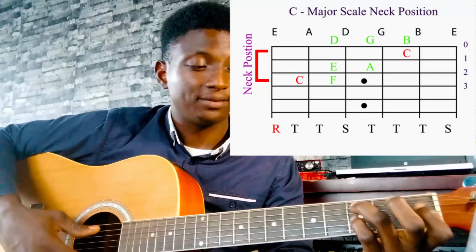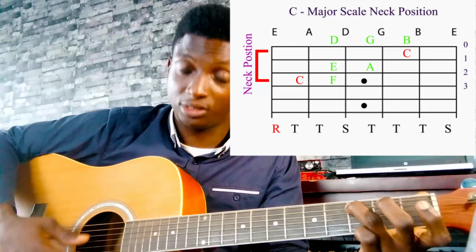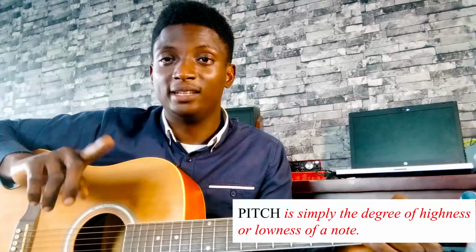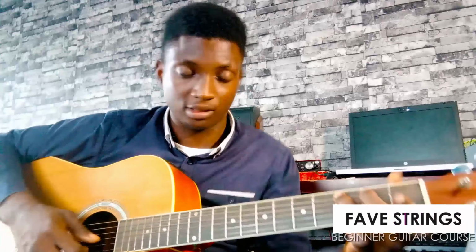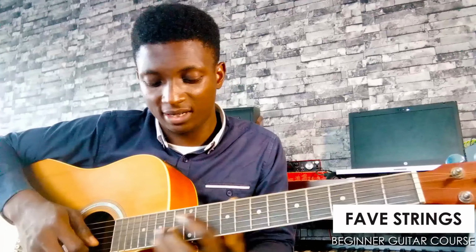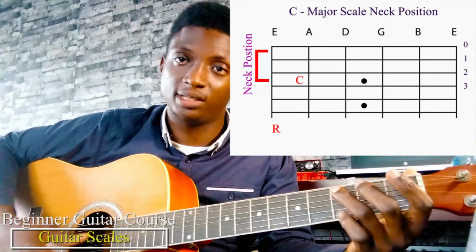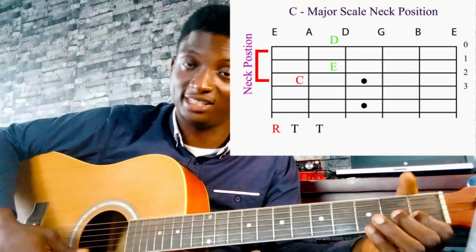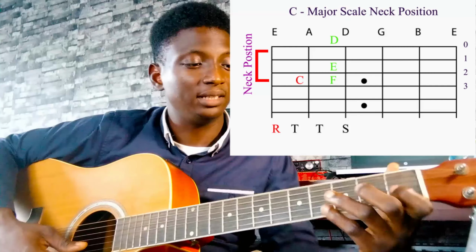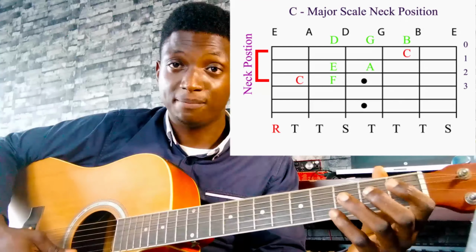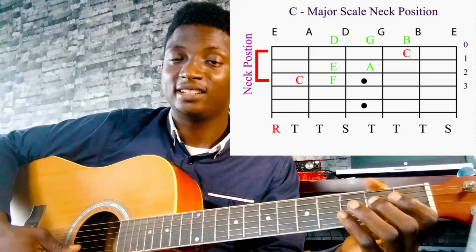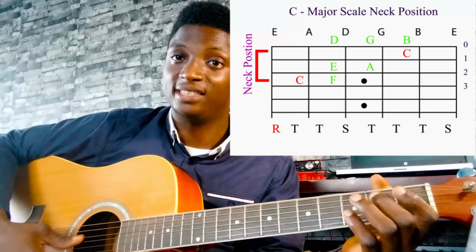So I ascended from this C to this C, the low C to this C. That is what we call pitch. Pitch is simply the degree of highness or lowness of a note, right? This is C, this is C, C, C, right? So we can go C, D, E, F, G, A, B, C. So that would be your assignment. Then you try to come down, work your way down: C, B, A, G, F, E, D, C.